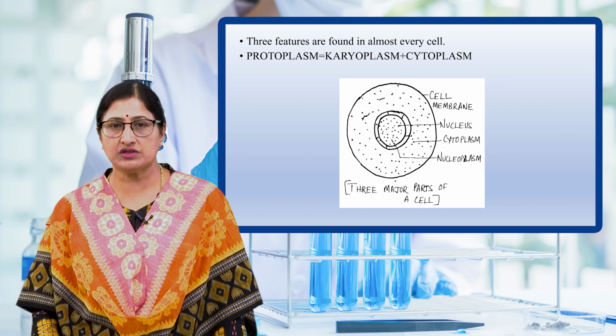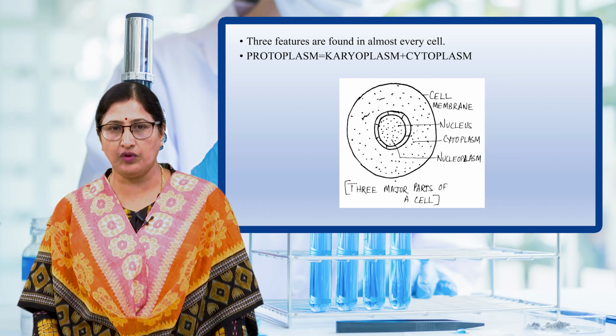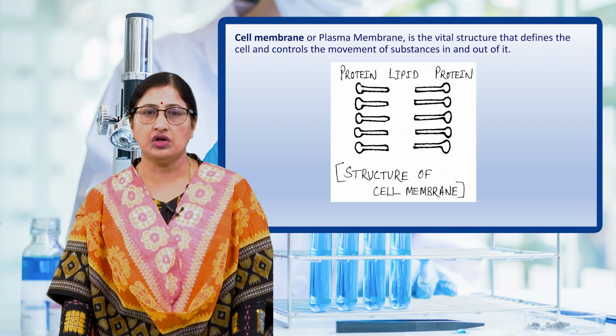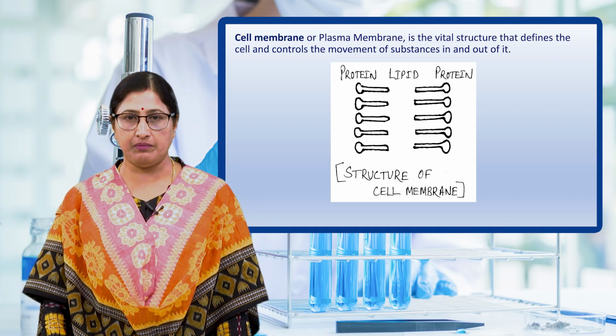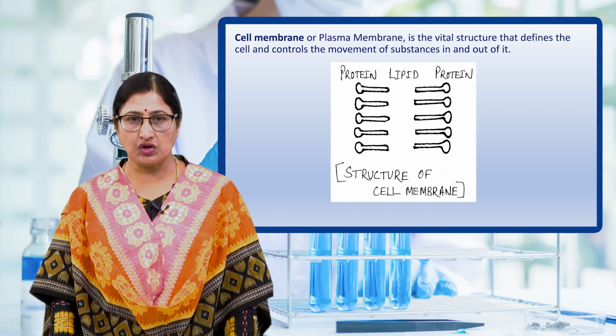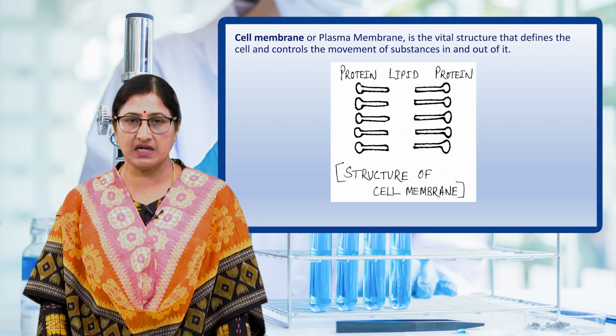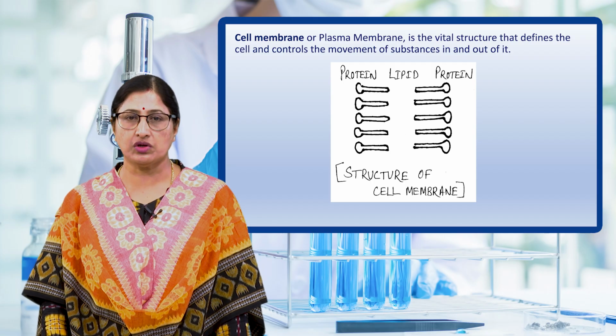Now, protoplasm is also known as the living fluid. Cell membrane, the first structure, is also called the plasma membrane. It is the vital structure that defines the cell and controls the movement of substances in and out of it.